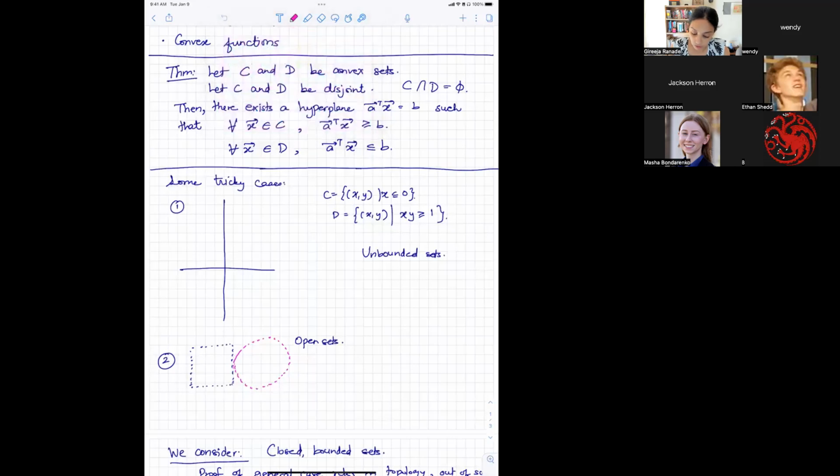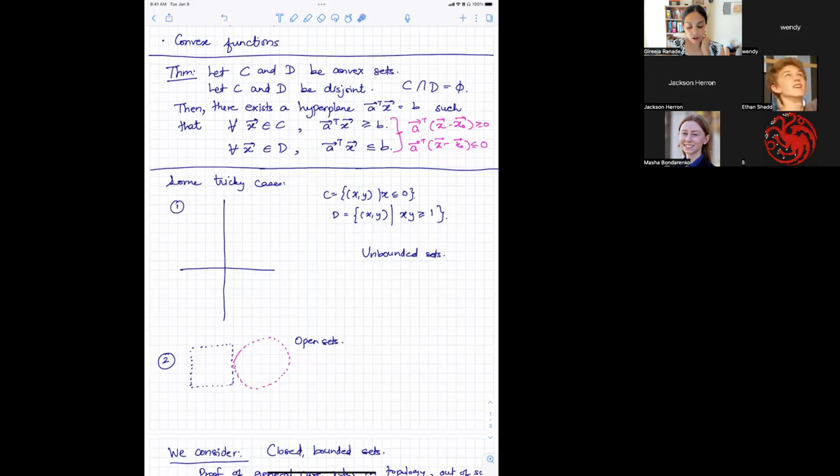And remember that we can also write hyperplanes in another way. We can write them as A transpose times X minus X naught equal to 0. And so here we might want to write A transpose (X minus X naught) greater than or equal to 0 for one side, and A transpose (X minus X naught) less than or equal to 0 for the other side. Okay?